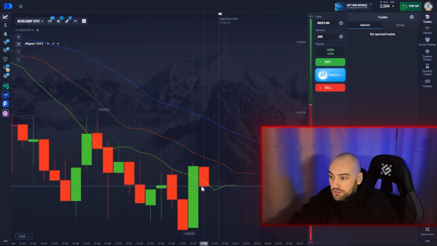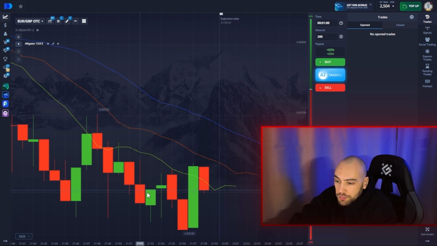So the lines are leveling and indeed candles are forming pairs. I will open a buy, but we'll wait until the candle drops a bit lower.